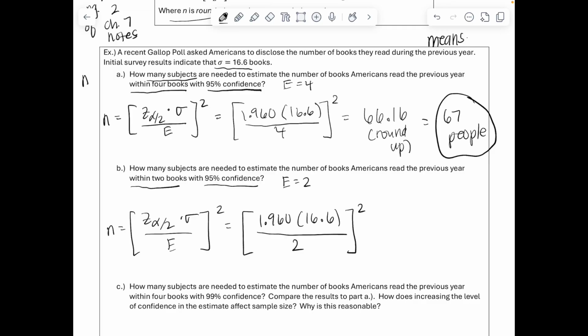And squaring that whole entire expression, we plug this into our calculator and get 264.65. And for this, we are going to round up with sample size. And so we get 265 people that we would have to survey.